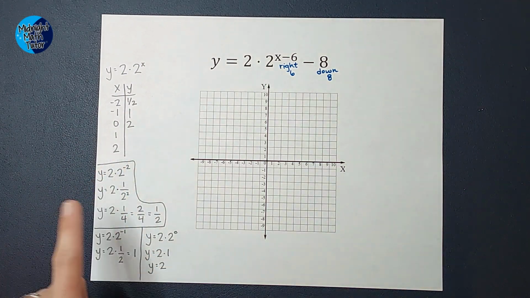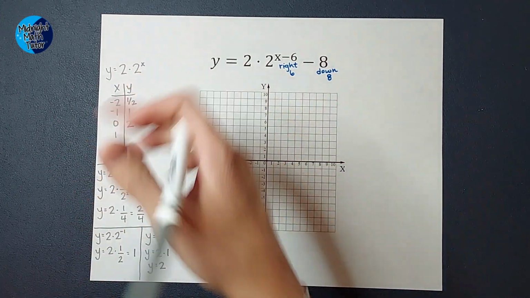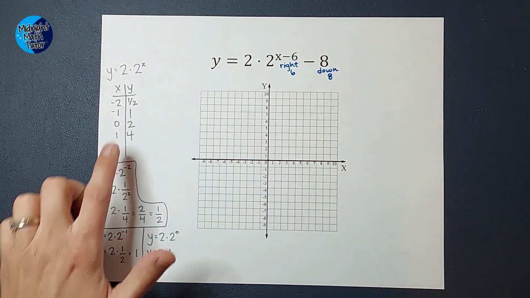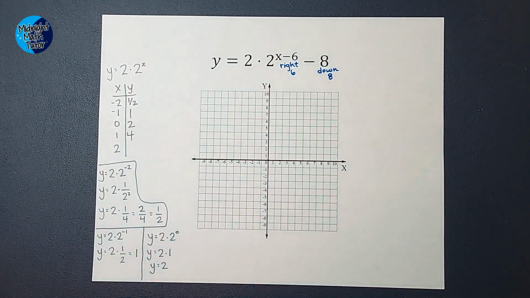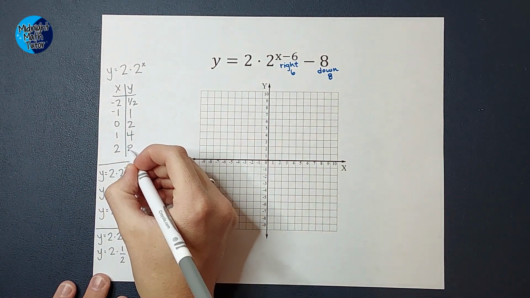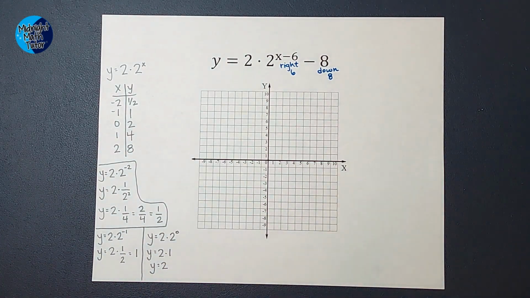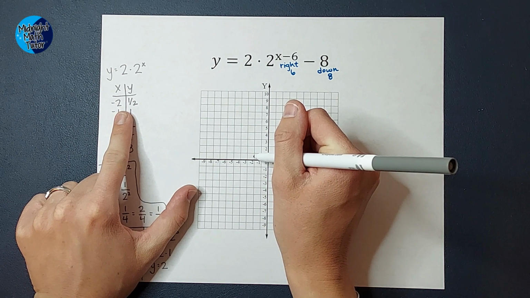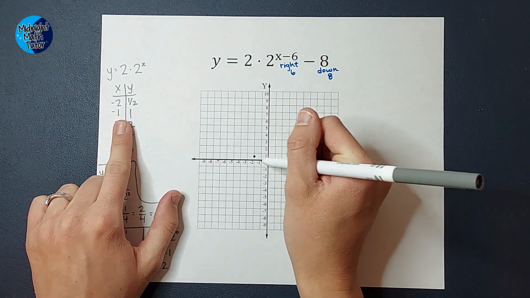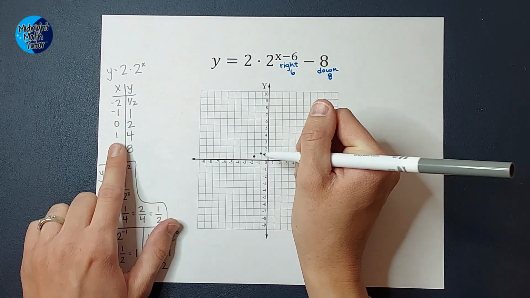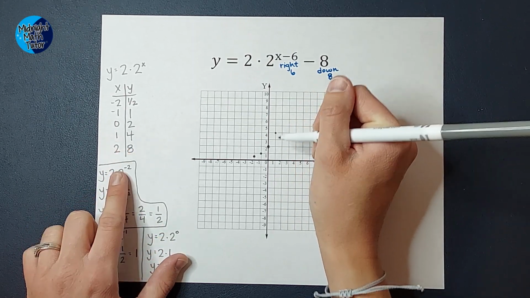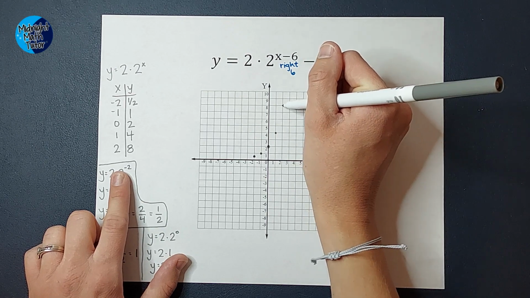When I plug in 1, 2 to the power of 1 is just 2. 2 times 2 is 4, right? Okay. When I plug in 2, I get 2 squared, which is 4, times 2, which is 8, okay? So there we go. Now I'm going to graph these, okay? So I get -2 and up 1/2, -1, up 1, 0, 2, 1, 4, and 2, 8.